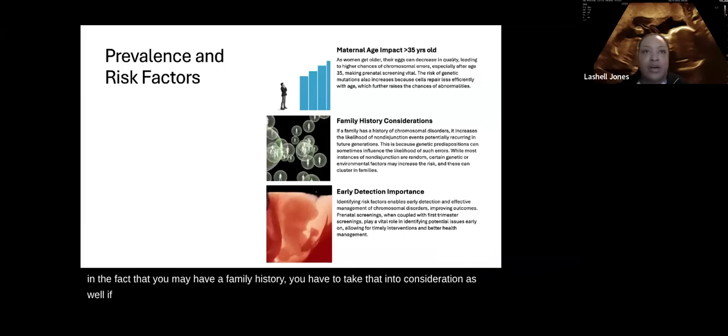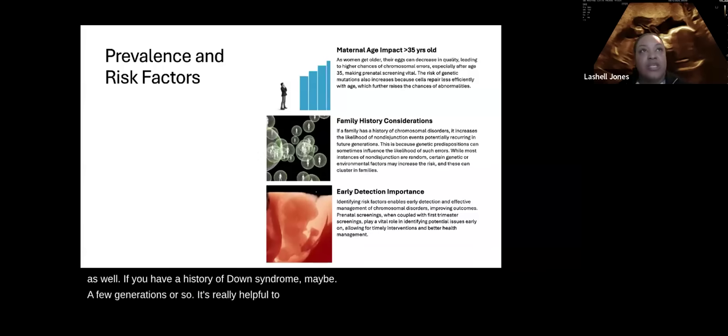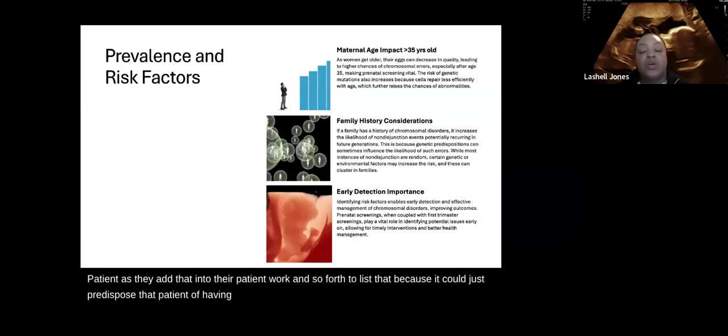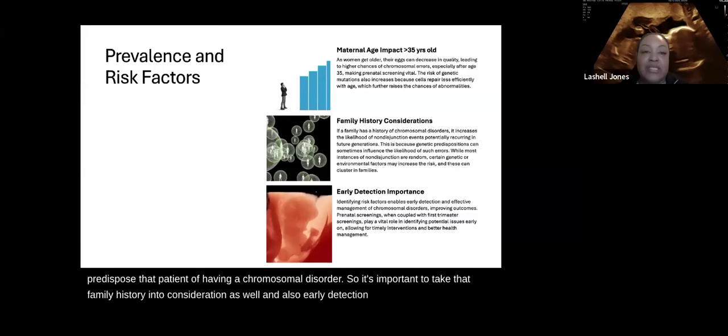If you have a history of Down syndrome, maybe a few generations or so, it's really helpful for the patient to list that as they add it into their patient work, because it could predispose that patient to having a chromosomal disorder. So it's important to take that family history into consideration as well. And also, early detection is extremely important.